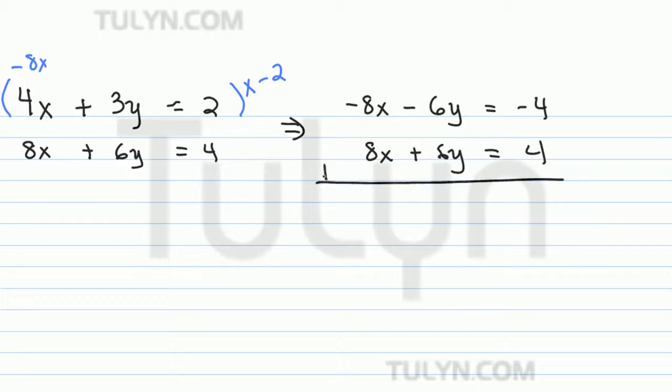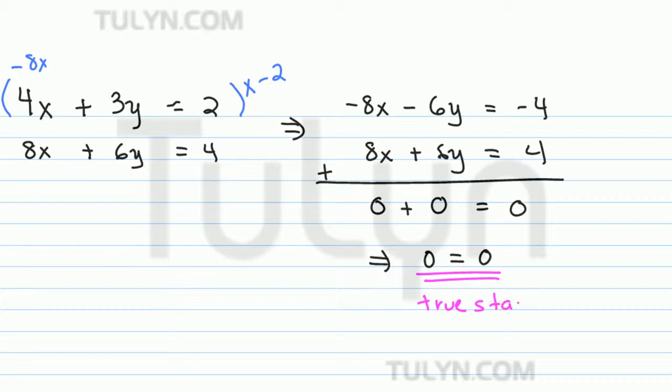So now, adding them together, the x's cancel out, but the y's are also opposite coefficients. So minus 6y plus 6y is going to give us 0 as well. And finally, minus 4 plus 4 are also opposites, so we're going to get 0 here too. So our equation ends up turning into 0 is equal to 0. And this is what is known as a true statement.